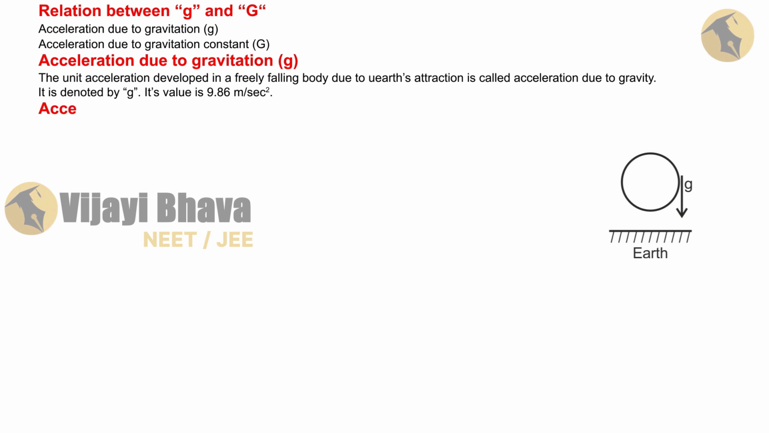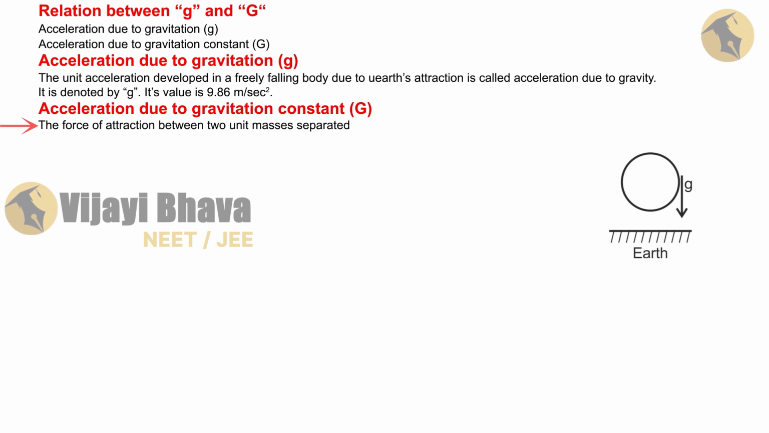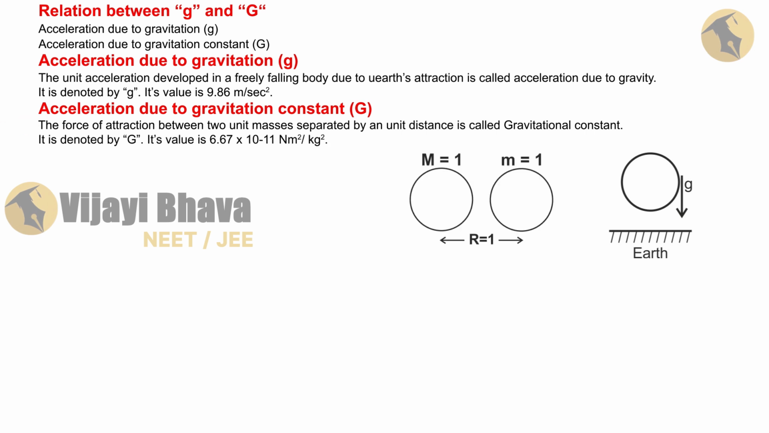The next one, gravitational constant. The force of attraction between two unit masses separated by a unit distance is called the gravitational constant. Here in the picture you can observe we have considered two unit masses which are separated by unit distance. Then from Newton's universal law of gravitation, the force of attraction between them is given by F is equal to G m1 m2 by r square.